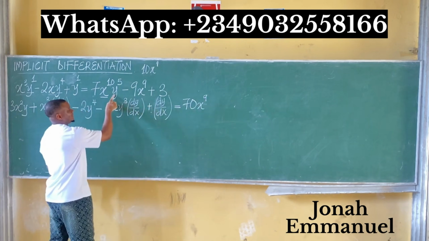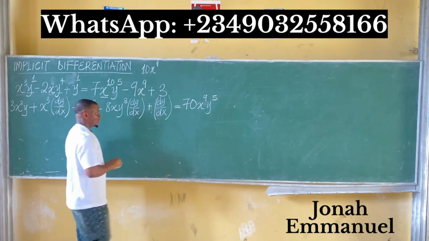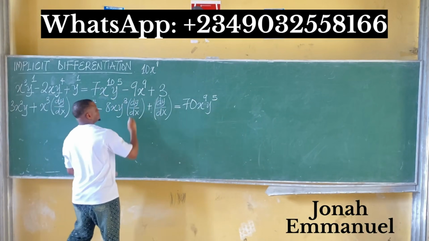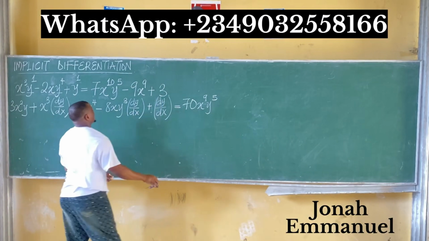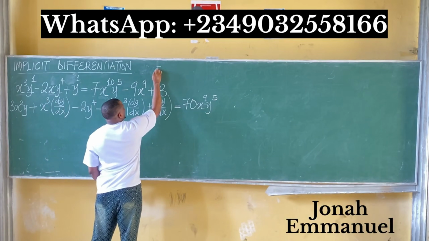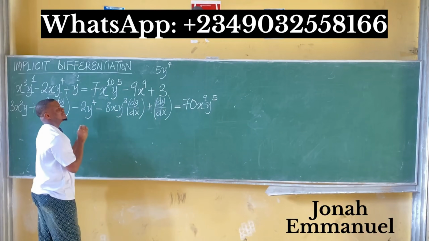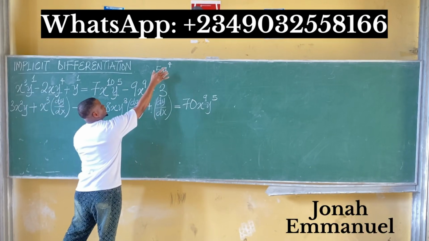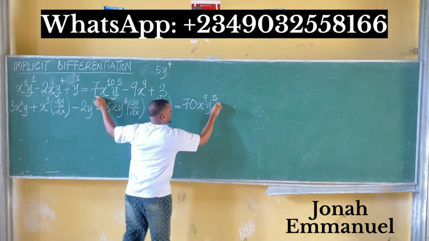Now take the y term, y to the power 5. Differentiate y to the power 5. What do you get there? 5y to the power 4. I have just differentiated this one here, and I got this one. Use this to multiply these two. So first things first, 5 times 7 gives you what there?